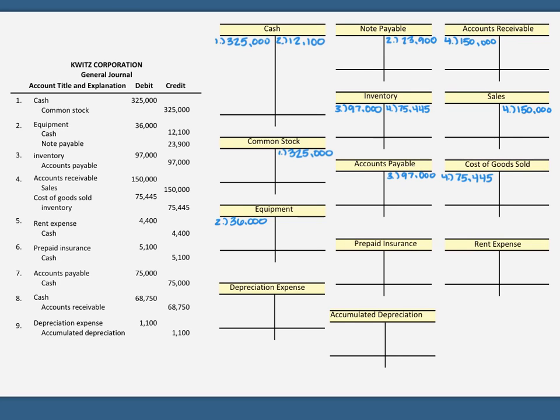Our next entry, we have rent expense and cash. So it tells us we have a debit for rent expense, $4,400. And we credit cash to decrease cash, $4,400. Next, we have prepaid insurance and cash. Make those postings. Prepaid insurance, $5,100. And we have cash being decreased again, $5,100.